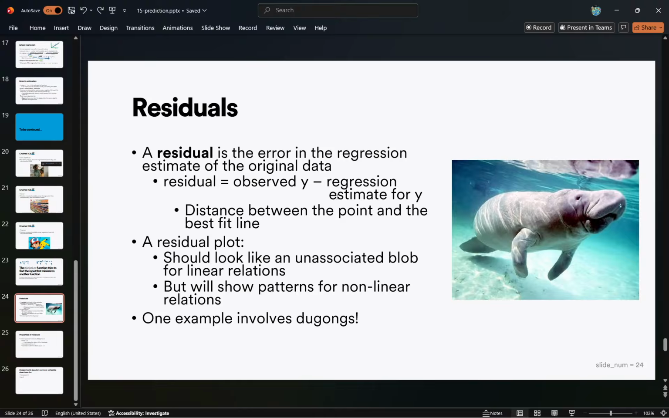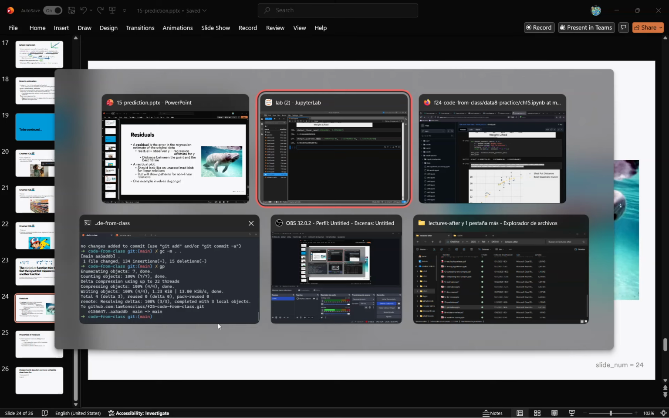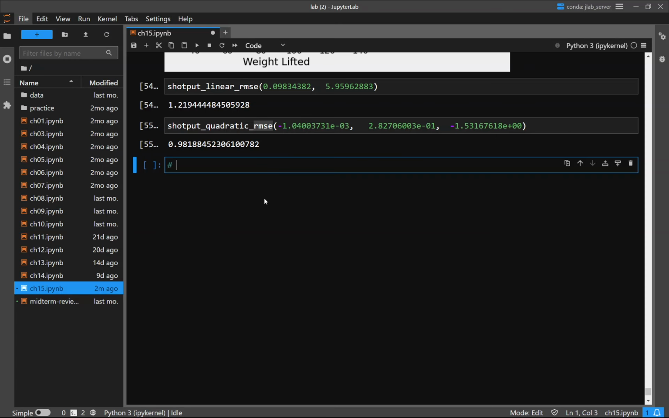There's a cute little example that involved this animal called a dugong, and how wide they get with age. That's apparently not a linear thing. There's like a cutoff. We'll discover that together. I will show it to you. Let me show all that to you. This is residuals.